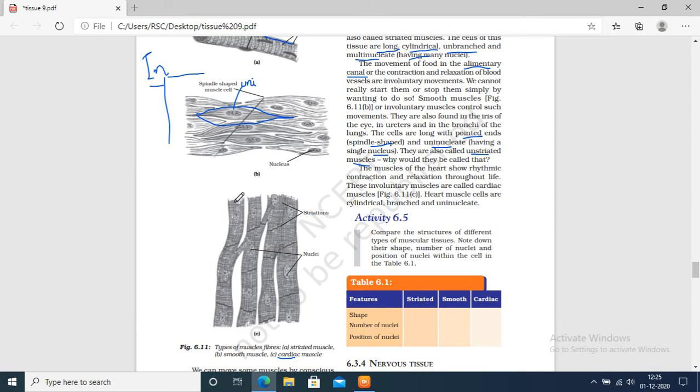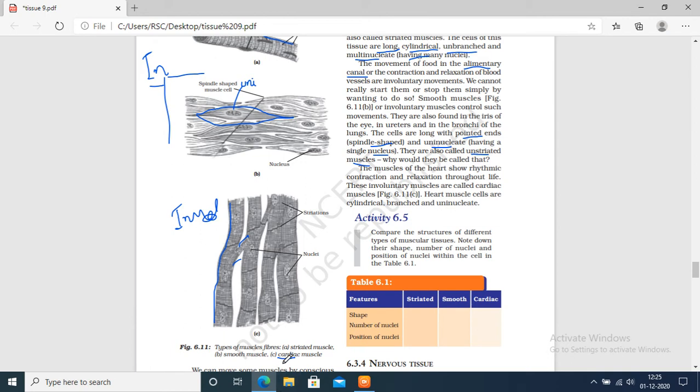The cells of this tissue are elongated, cylindrical, and branched. So they are elongated, branched, and they are also multinucleate. So this was about the cardiac muscle. Cardiac muscle is also involuntary in nature because we cannot control the contraction and relaxation of our heart. We cannot control the electrical impulses being produced in our heart. So this muscle is also involuntary in nature.